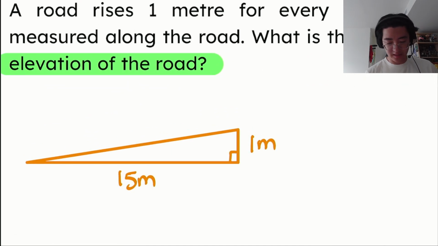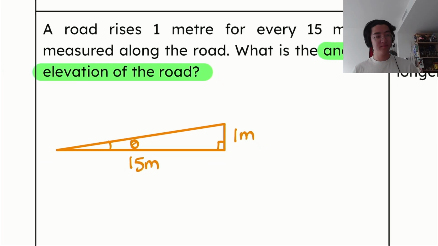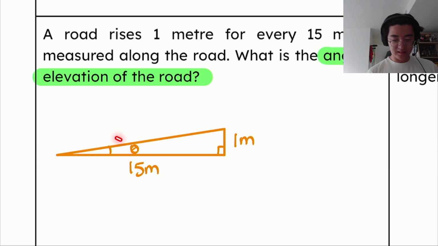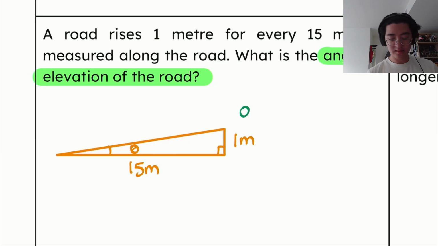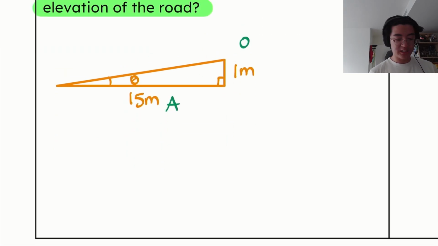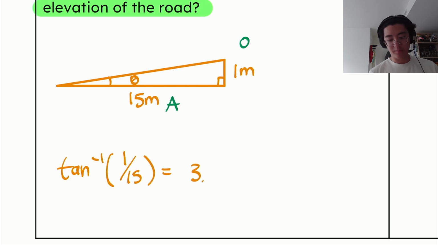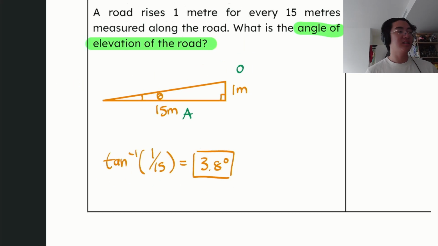Of course, we'll form a right angle here, and this angle of elevation is our theta. From this angle, this is the opposite and that's the adjacent. And remember, if you're looking for angles, we use the inverse ratio. Opposite and adjacent is tangent, so we use the inverse tangent, which gives 3.8 degrees. Just like that.